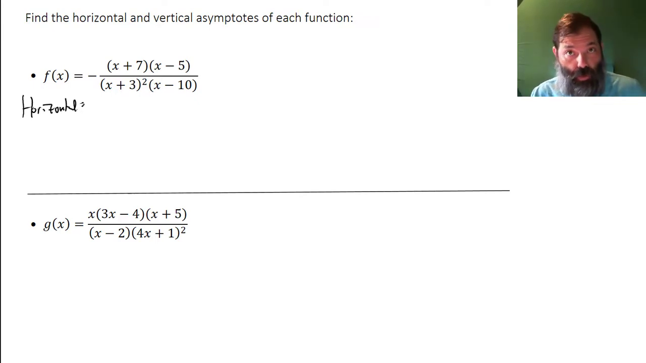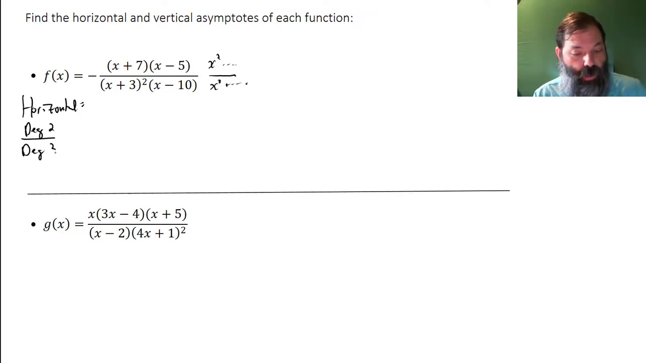We focus on the degrees of the numerator and the denominator. Now, if I was to multiply everything out in the numerator, I would have an x squared term and other terms. And in the denominator, I have an x plus 3 squared, so I'd get an x squared in the denominator, but then I have to multiply it by another x. I would have an x cubed, and then other terms. So for the horizontal asymptote, I have degree 2 in the numerator and degree 3 in the denominator.